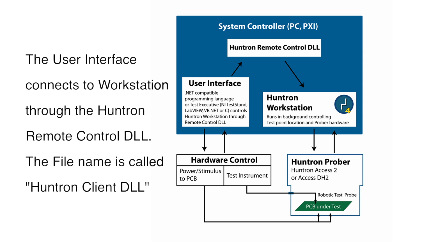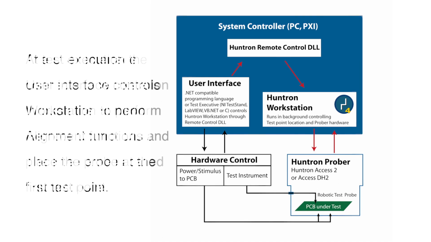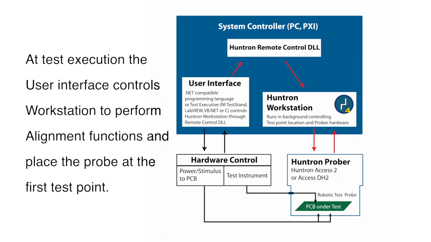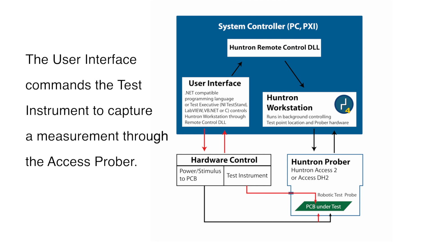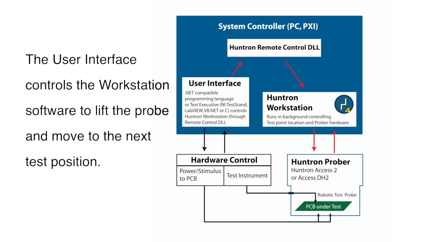The test execution is initiated by the user interface application commanding Huntron Workstation through the Huntron Remote Control DLL to place the probe at a specific location on the circuit board under test. The user interface then commands the external hardware to set up controls such as DC power for the circuit. With the circuit board set up, the user interface commands the test instrument to capture a measurement. Once the measurement is captured, the user interface then commands Huntron Workstation to lift the probe and move to the next test position where the process starts again.